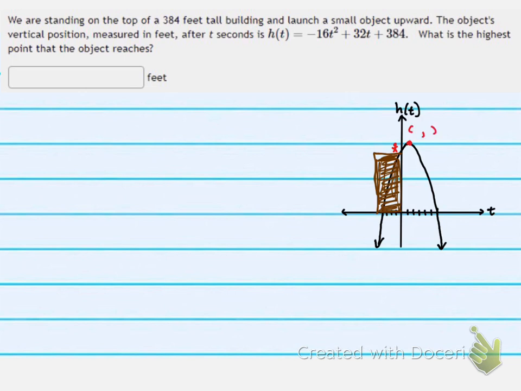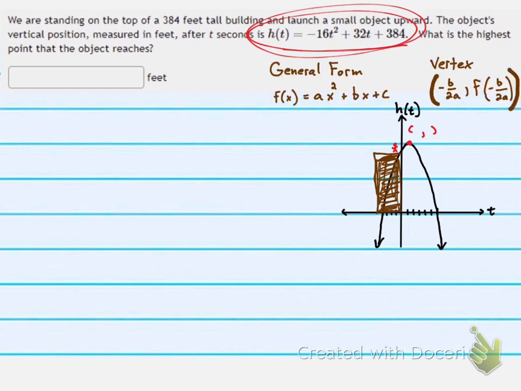Now, the equation that we're given is right here. And if you know about parabolas or quadratics, what form do you think this is in? So this is in general form. Okay, and we know that the vertex is negative b over 2a, and then the f of negative b over 2a. So let's write our equation down, and let's find the vertex. Well, we don't need to write it down, it's right there.